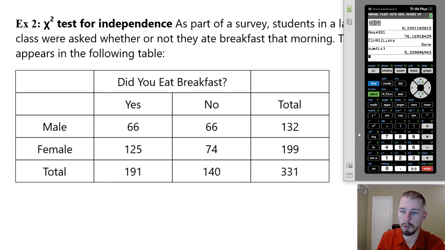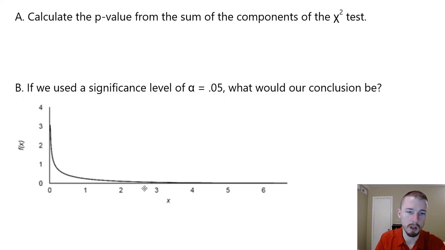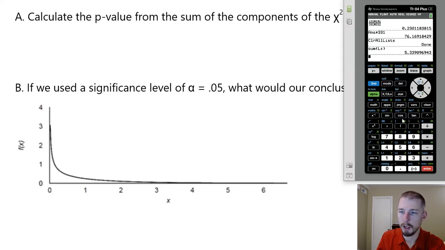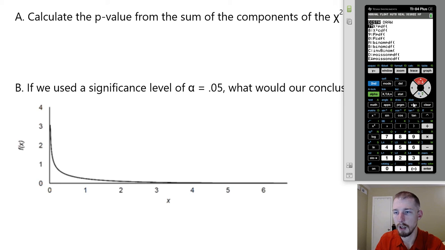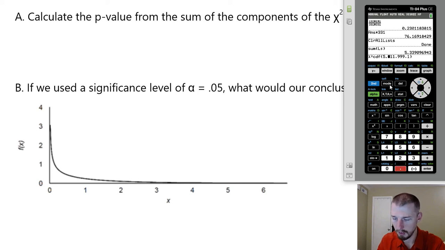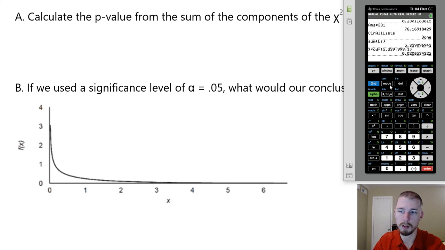Our degrees of freedom was just 1, so let me go over here so we can graph it out. What I need to do is go to second distribution and use the chi-squared CDF. For the lower bound I'm just going to paste this and then type over it. Degrees of freedom was 1. Then I'll type that value in, 5.339. There we go. That gives us a p-value of 2%.